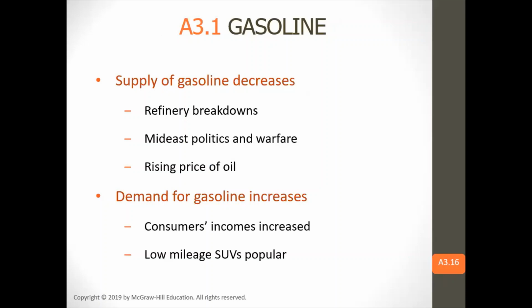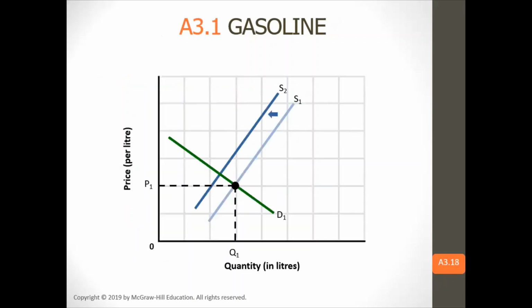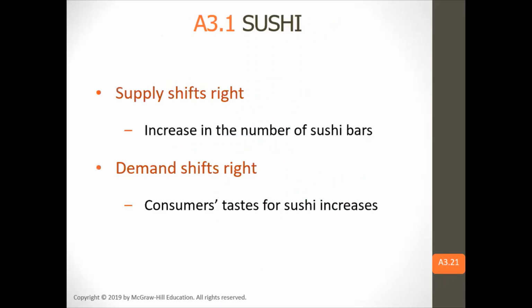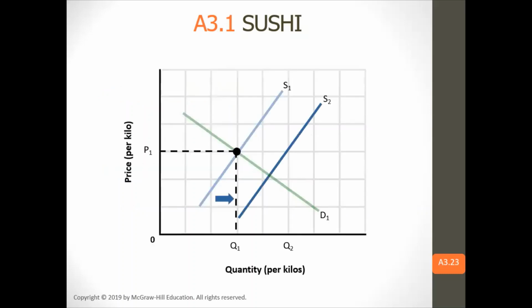So then the supply of gasoline decreases when there's refinery breakdowns, Mideast politics and warfare, rising price of oil. The demand for gasoline increases if consumers' incomes increase and low mileage US SUVs are popular. Supply shifts right for sushi if there's an increase in the number of sushi bars, and demand shifts right if consumers' taste for sushi increases.